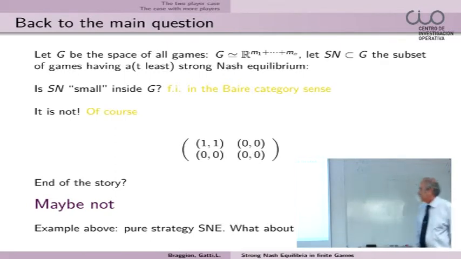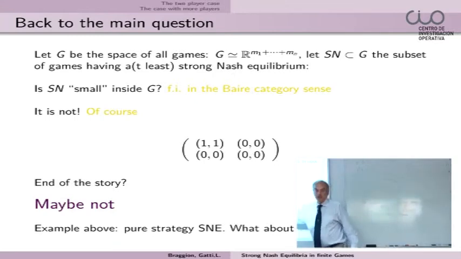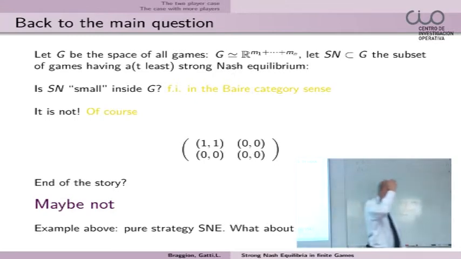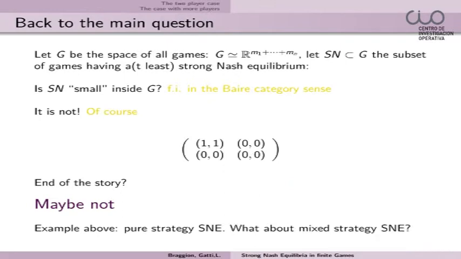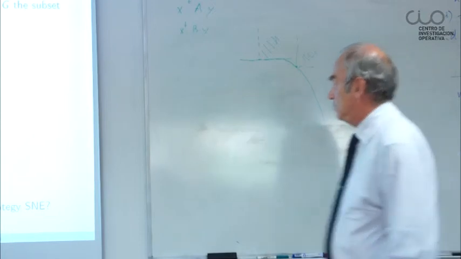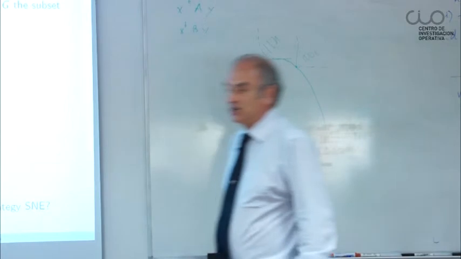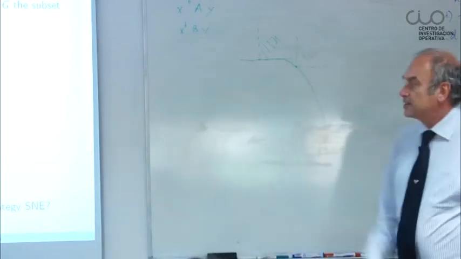There is a sequel of the story which in my opinion is kind of intriguing. This example is in pure strategies, okay? Can we say something about mixed strategies? So let us forget the pure strong Nash equilibria. Let us chase Nash equilibria in mixed strategies, strong Nash equilibria in mixed strategies. Do we frequently have strong Nash equilibria in mixed strategies?